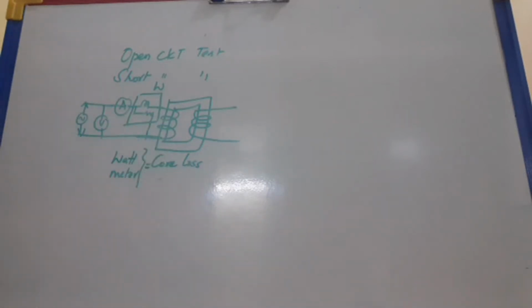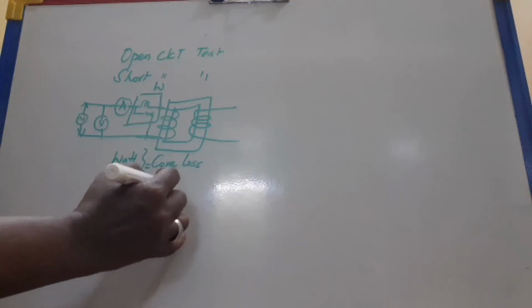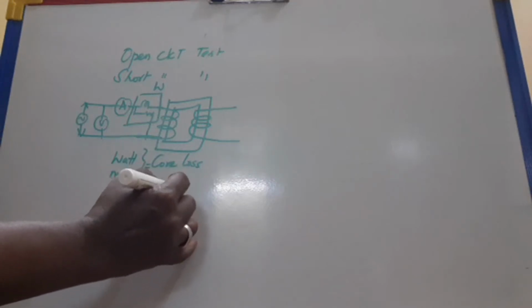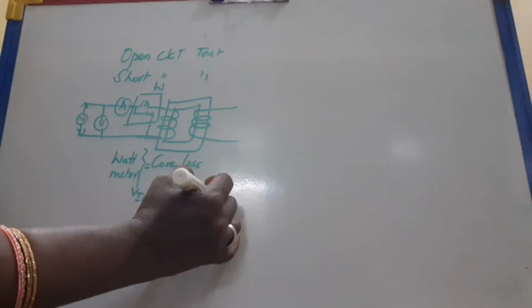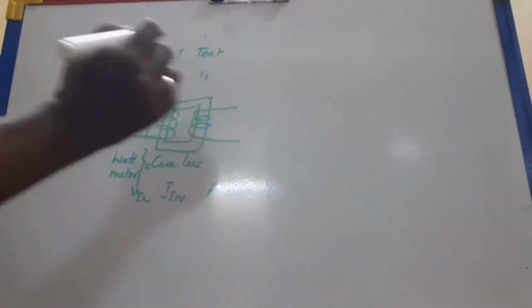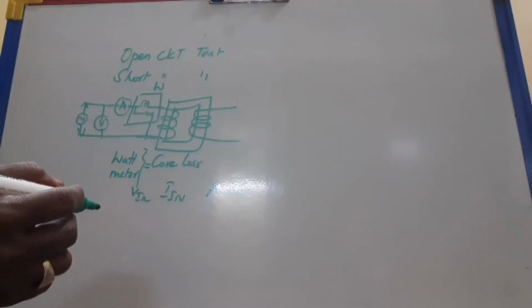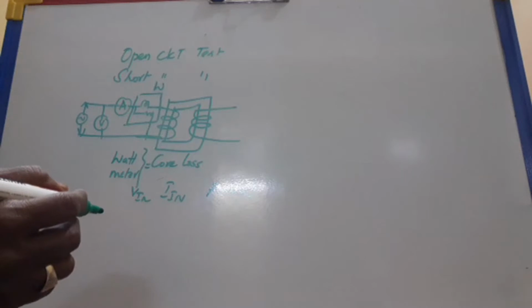We can also identify the input voltage and input current. From that we can identify the power, P equal to V into I, and from that we can calculate the efficiency also, by using the open circuit test and short circuit test.